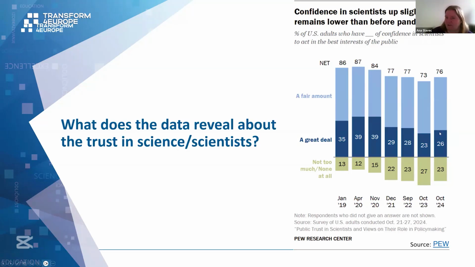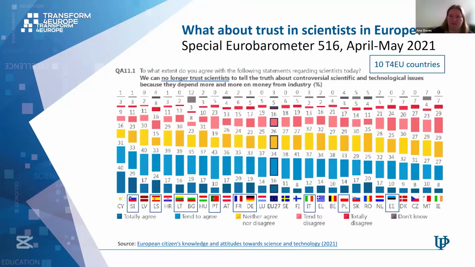And it stayed that way also now, so we can observe many people saying they don't trust science. Okay, but this is data from the United States. Do we have maybe similar data for Europe? We have. So here is data from the Eurobarometer study.